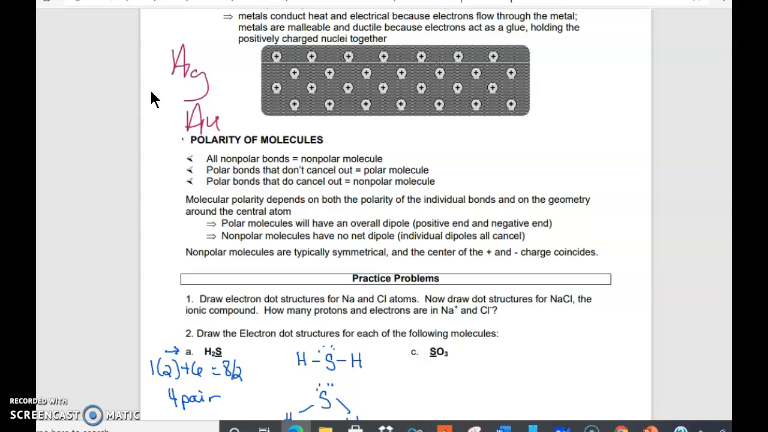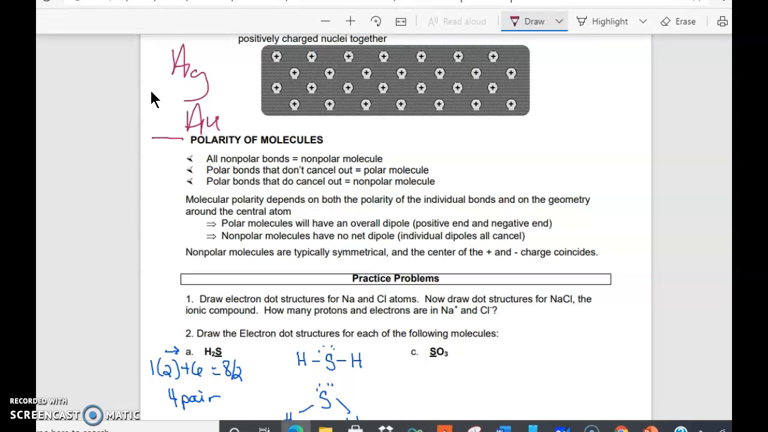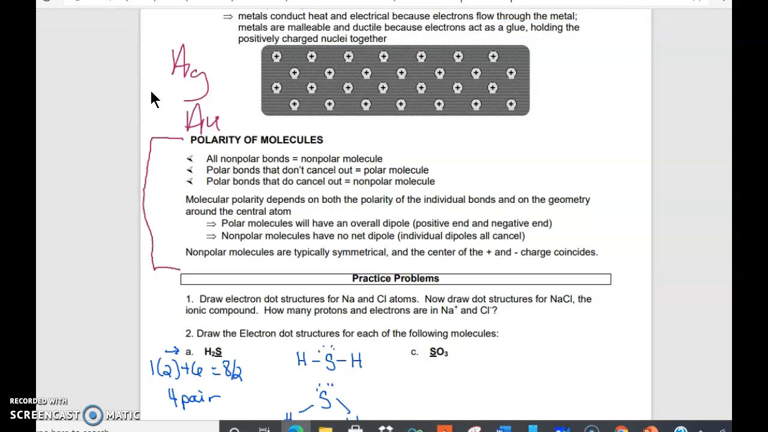I have the rules outlined on how to determine if a molecule is polar or nonpolar. If there's all nonpolar bonds, that means that the molecule is nonpolar. If there are polar bonds that don't cancel each other out, that means it's a polar molecule. Okay. If there are polar bonds that cancel one another out, it's a nonpolar molecule.